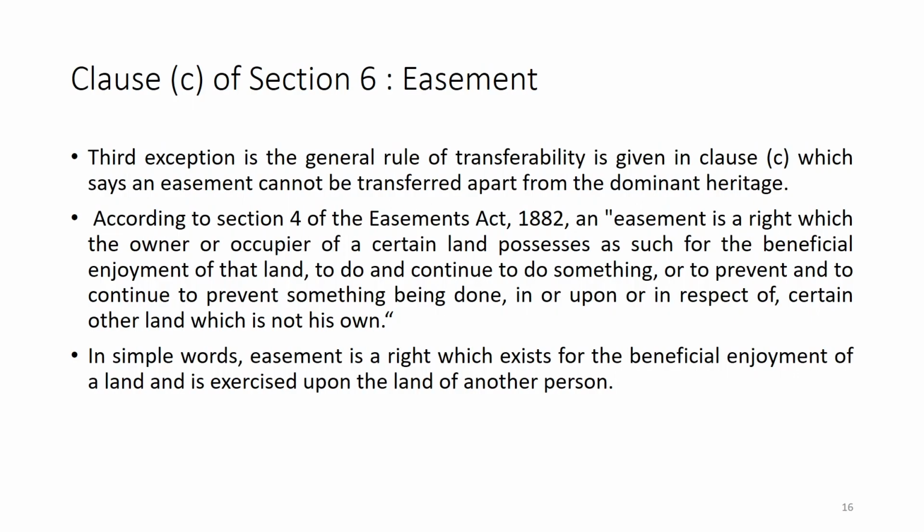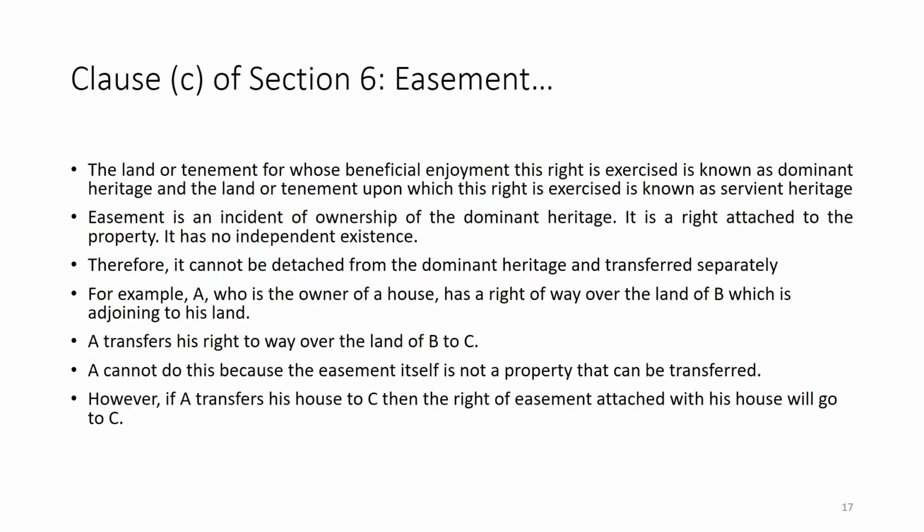So, in simple words, easement is a right which exists for the beneficial enjoyment of a land and is exercised upon the land of another person. Further, the land or tenement for whose beneficial enjoyment this right is exercised is known as dominant heritage, as I have already explained, and the land or tenement upon which the right is exercised is known as servient heritage. That means, if there is a certain burden, like a loan, on that particular immovable property, in a negative sense, something you will have to clear, then it is called servient heritage. Otherwise, if you are going to utilize that building independently to the fullest extent, then it is dominant heritage. Suppose I purchase a building on which there is a loan, so it will be servient heritage.